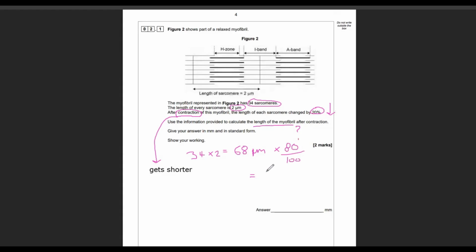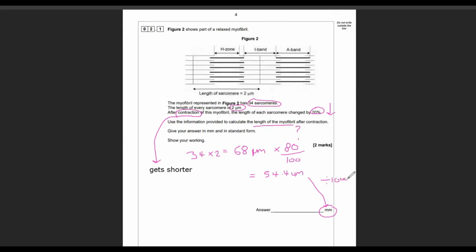So it's gone down by 20%, so I'm just going to times it by 80%. You could do this all sorts of ways, but basically reduce 68 by 20%. So you choose the way you want to do it. 10% is 6.8, so you could do that, whatever. I just times it by 0.8. So we get 54.4 micrometers.